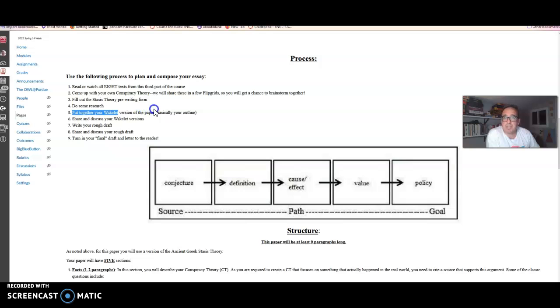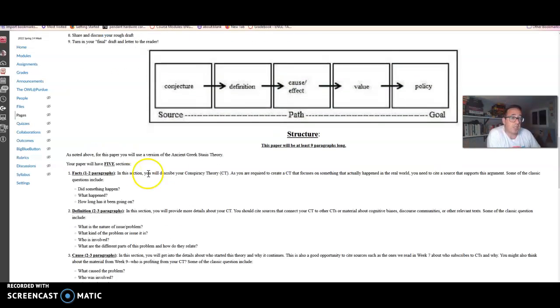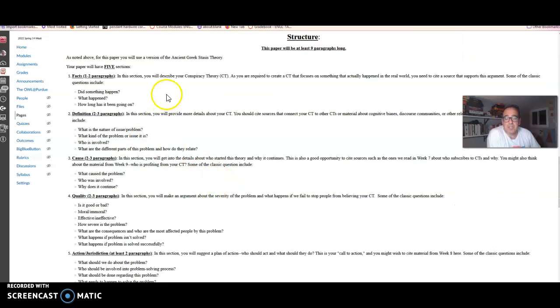Let's see. You're going to put together a Wakelet version of your paper. This is basically an outline where you're going to use Wakelet to create an outline in a little more creative way. So you've all used Wakelet for your reading portfolio. Basically, I had you create what's called an annotated bibliography using Wakelet. Now we're going to use Wakelet to create your outline for essay number 2. We're going to share and discuss that in a few weeks. Then you're going to share and discuss your rough draft, and then turn that in. So that's the process.